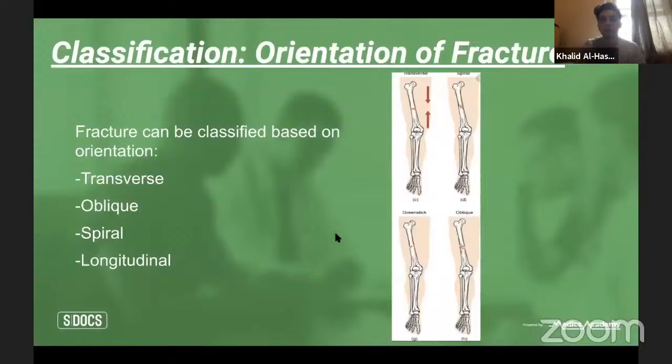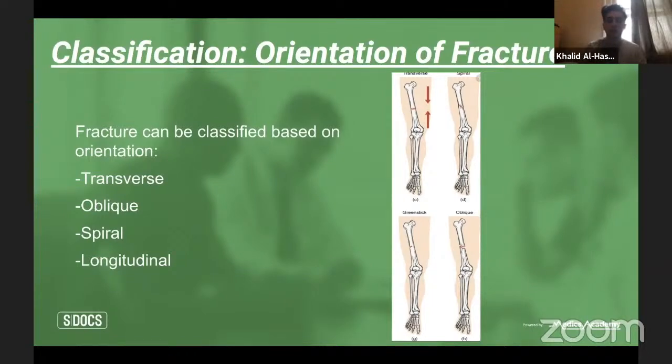In terms of orientation of the fracture, fractures can also be classified based on orientation. Fractures are 3D, they are not two-dimensional, and the way in which we generally look at fractures is both from an antero-posterior view and a lateral view. So we can visualize fractures in a transverse way, in which there is a horizontal fracture, or an oblique fracture, which basically means it is diagonal, going from the top to the bottom, or vice versa.